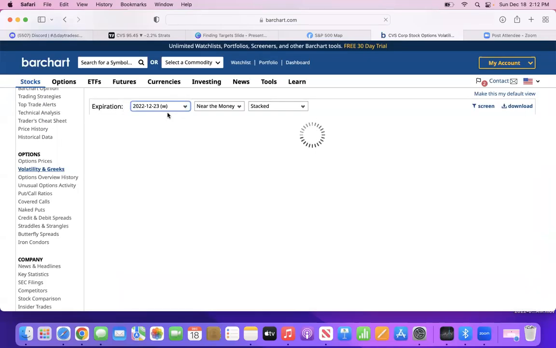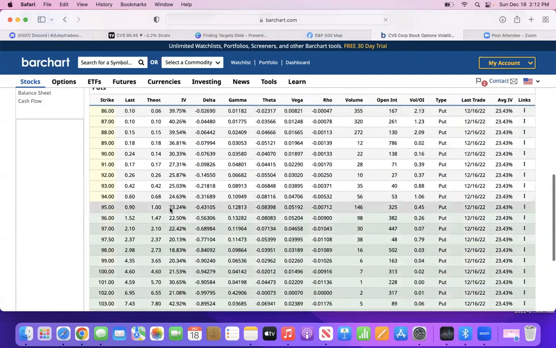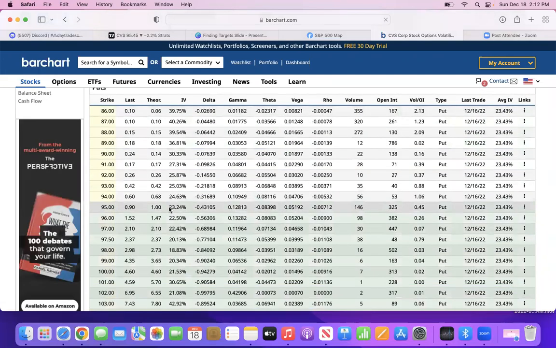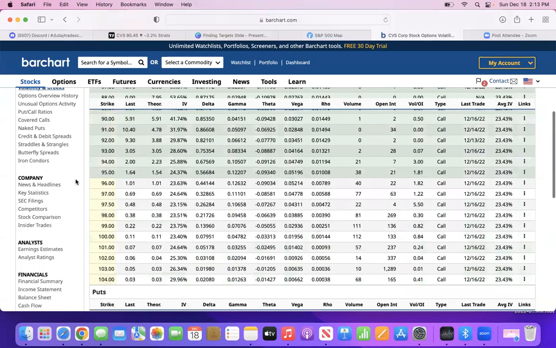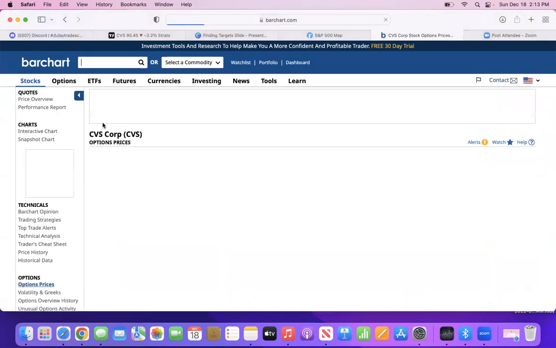If you're looking at weeklies, that'd be 1223, and that would be these. 0.90, 0.43 delta, 0.08 theta, 0.12 gamma, but nobody is home. 146 volume, 325. Nobody's here. Nobody's trading. Let's look at the option prices. This is where we check the spread.